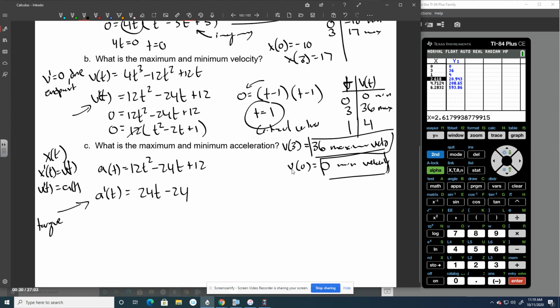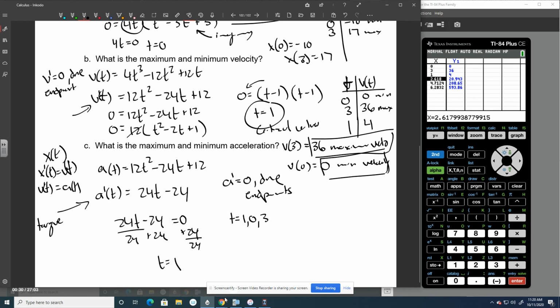So again, just like all these other ones, I'm looking to find the maximum and minimum. I'm looking for when my a prime equals 0, when it doesn't exist, and of course my endpoints. And I'm going to plug all of those values into my acceleration function because that's what I'm trying to maximize. So 24t minus 24 equals 0. If I just add 24 to both sides and then divide by 24, t is going to equal 1. Okay, so I'm interested in when t equals 1 and my endpoint 0 and my endpoint 3.